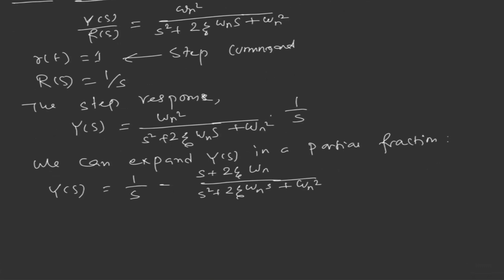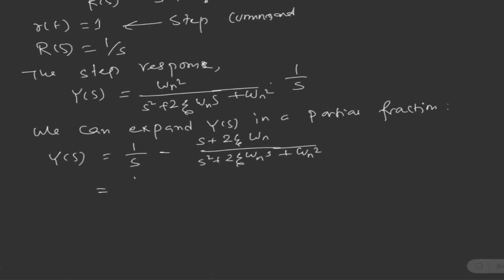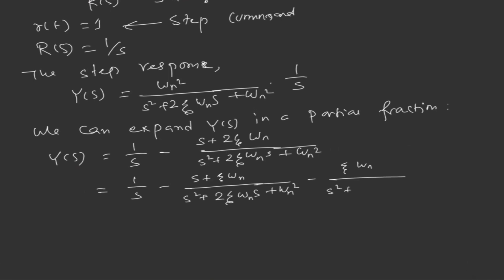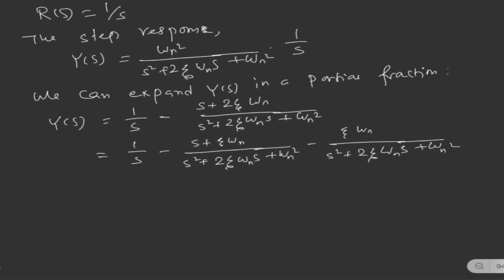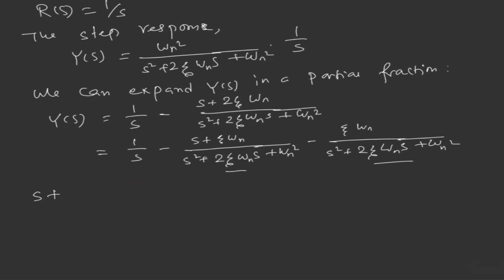Further, we can write this as 1/s − (s + ζωn) / (s² + 2ζωn s + ωn²) − ζωn / (s² + 2ζωn s + ωn²). So we can expand this expression into this form. Now let's compute the denominator part in this term and in this term. We can expand that term again. We are trying to simplify this expression so that we can apply the inverse Laplace transform and get a nice form.